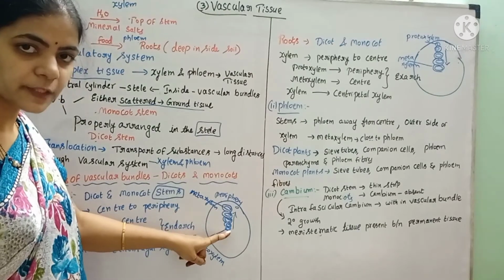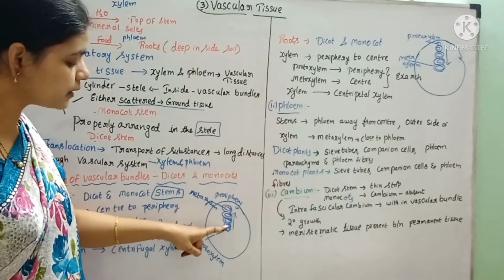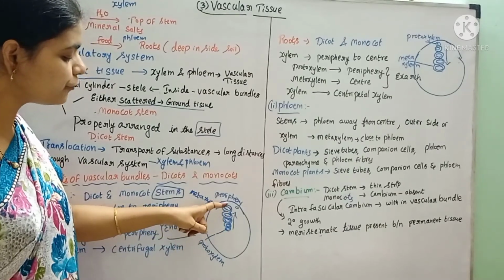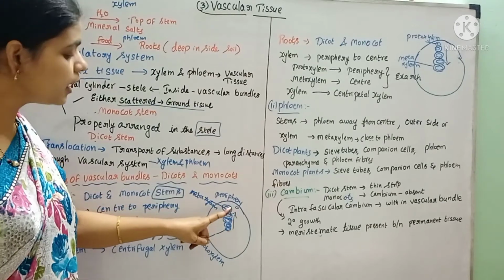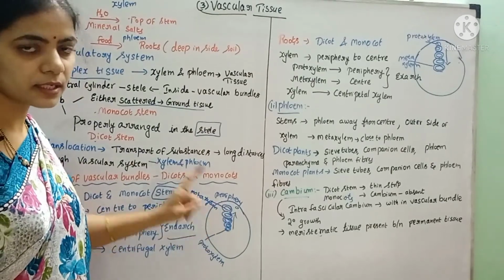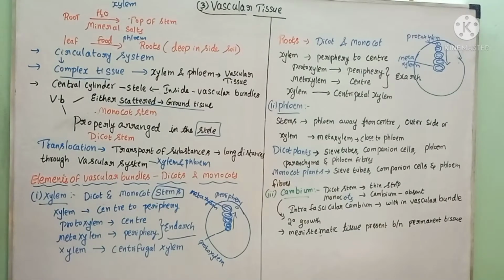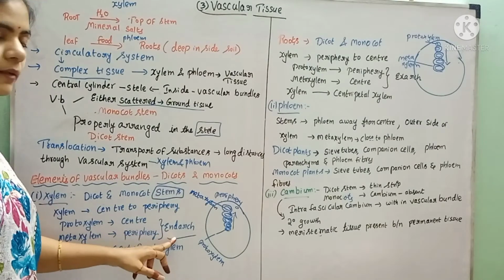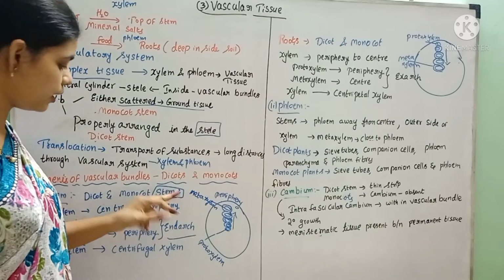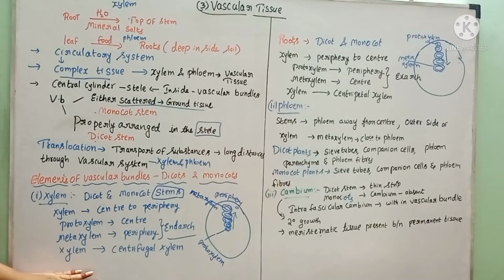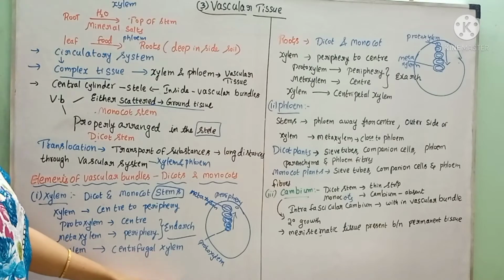This protoxylem is present at the center, and it was developing, and the later formed metaxylem is present at the periphery region. That xylem is called metaxylem. This type of development is called endarch condition. This endarch condition is seen in both monocot and dicot stems. And the xylem is said to be centrifugal xylem.